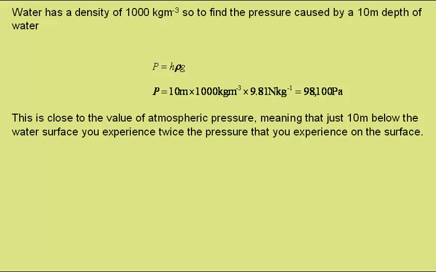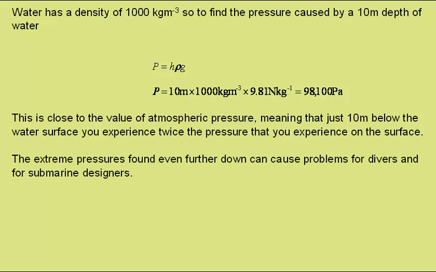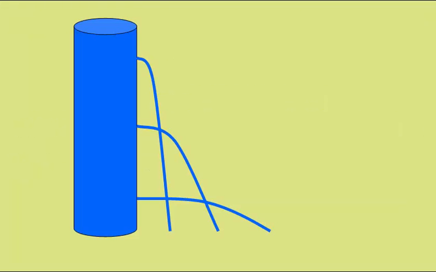This is because the atmospheric pressure will add on to the pressure due to the water, giving a total pressure at the depth of 10 meters of around 200,000 pascals. The extreme pressures found even further down can cause problems for divers and for submarine designers. A simple way of demonstrating the increase of pressure with depth is to have a container of water like this, with a hole at the bottom, in the middle and near the top. The water at the bottom spurts out under a high pressure, in the middle the pressure is lower, and at the top the pressure is even lower.